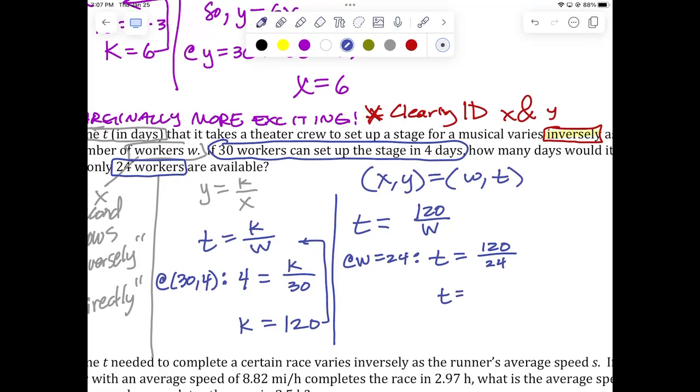All right, so what do I get here? 120 divided by 24, how many times does it go in? It goes in 5 times evenly. Again, you have your calculator if you need it. 120 divided by 24 equals 5. Now, what are the units here? Days. Yeah. So 120, remember I said it was unitless? It actually is a constant. It's in days per worker. Days per worker, right? 120 days per worker.